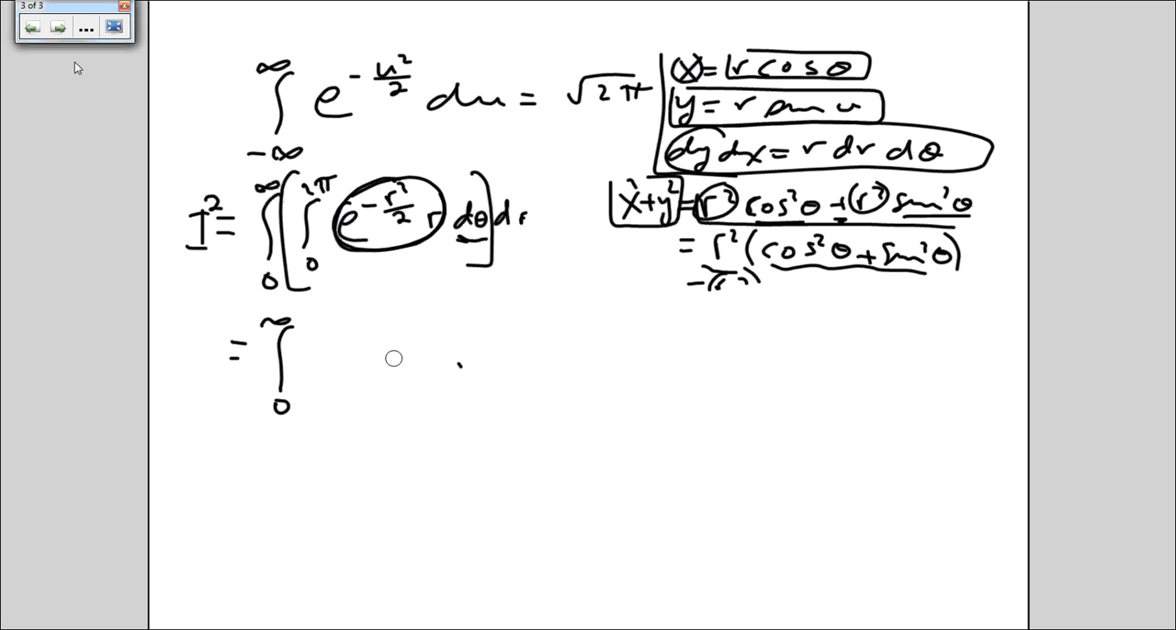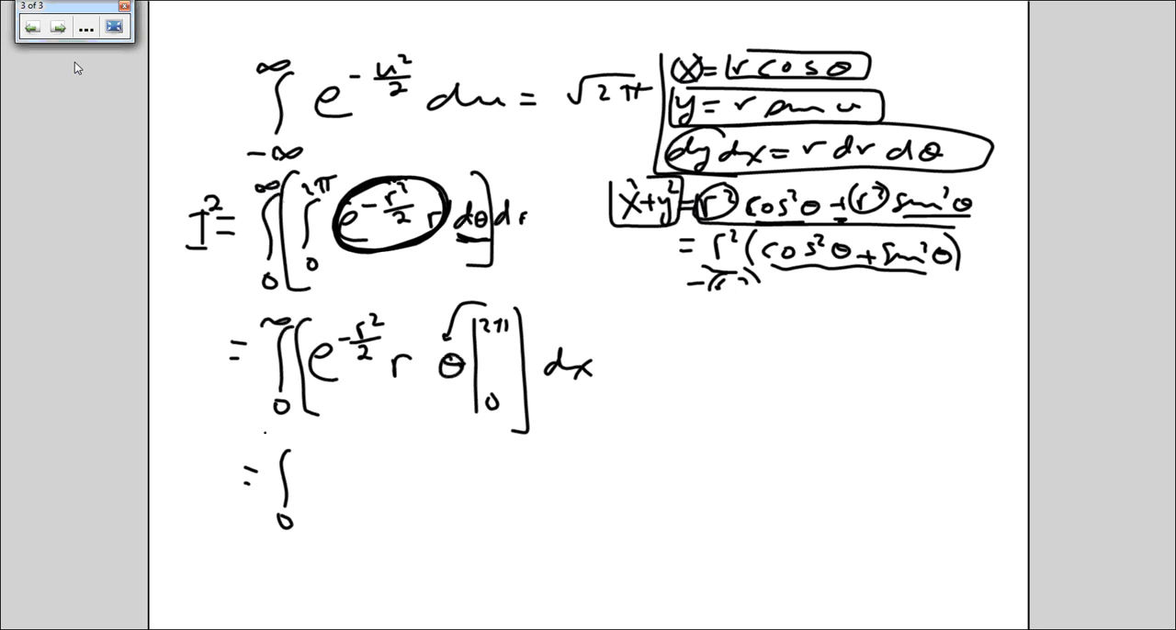I do have a little typo. The integral, actually more than a typo, I said it wrong. The integral of a constant times d theta is the constant times theta. And theta goes from 0 to 2 pi dr. Okay, so we're going to evaluate this. First, I plug in 2 pi for theta.